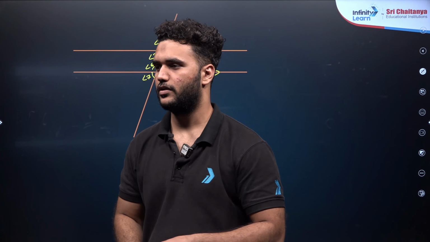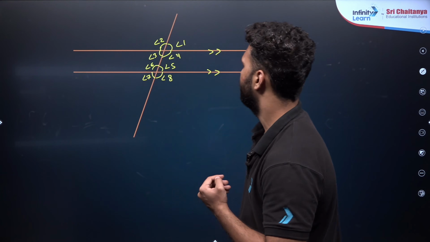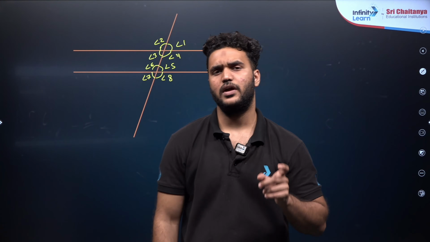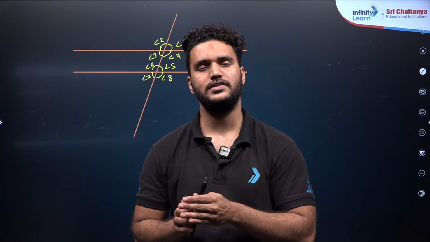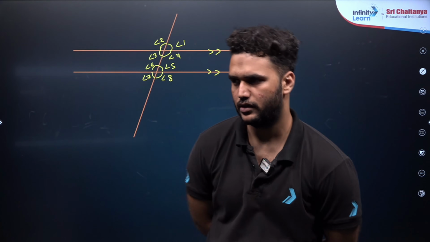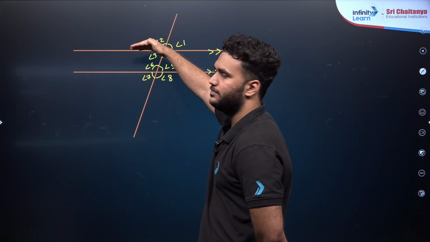Any doubt till yet, anyone? Now we are going to talk about the case of parallel lines. In the case of parallel lines, what happens? Corresponding angles become equal. Why? Because both lines have the same properties in terms of angles. Like this line is horizontal and this line is parallel.